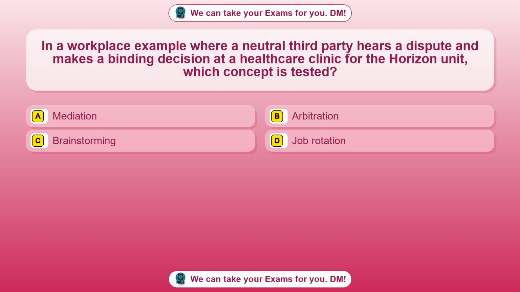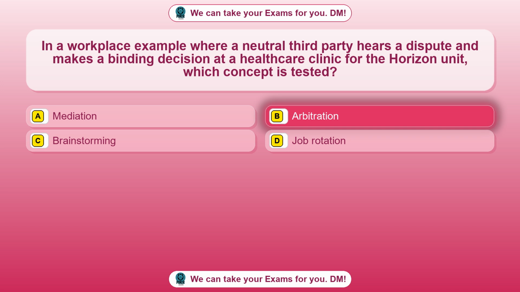Question 17. In a workplace example where a neutral third party hears a dispute and makes a binding decision at a healthcare clinic for the Horizon unit, which concept is tested? Option A, mediation. Option B, arbitration. Option C, brainstorming. Option D, job rotation. The correct answer is option B, arbitration.